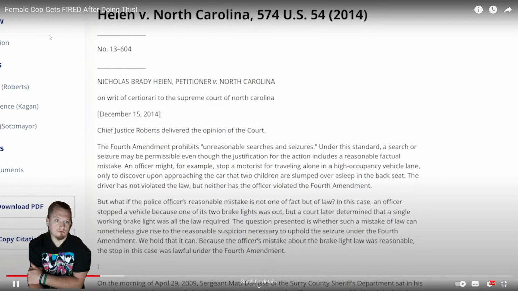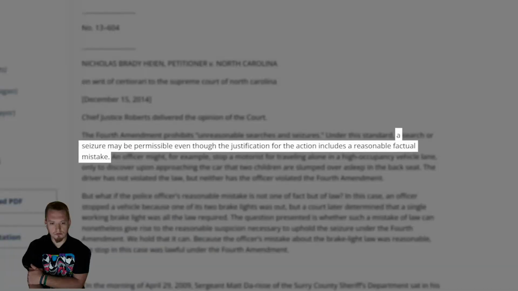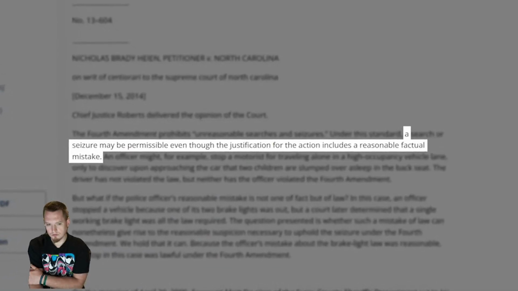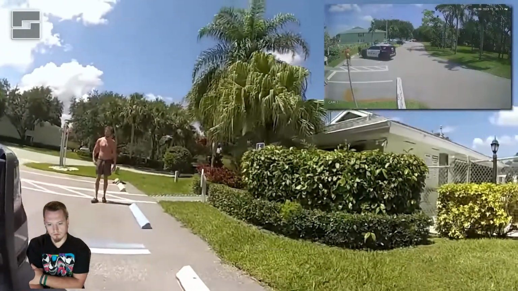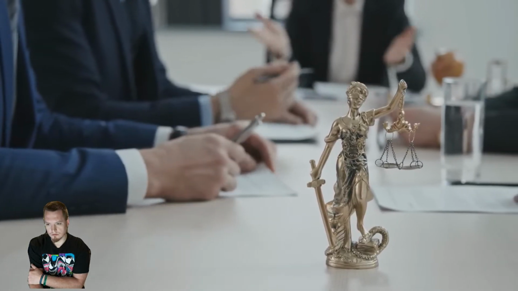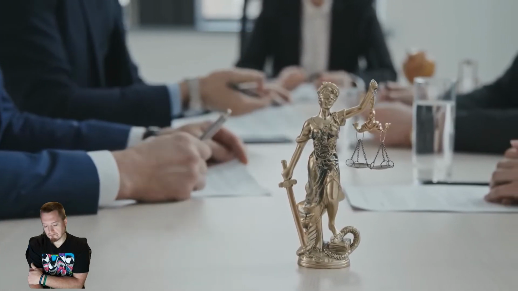Since the Fourth Amendment only prohibits unreasonable seizures, quote, a seizure may be permissible even though the justification for the action includes a reasonable factual mistake. Now, while it is questionable whether Officer Guerriero's mistake was, quote-unquote, reasonable, as Mr. Gold indicated that he did not have a gun, officers are not required to believe everything that citizens tell them, and it is certainly possible that a court could conclude that Officer Guerriero had reasonable suspicion to detain Mr. Gold due to her factual mistake.